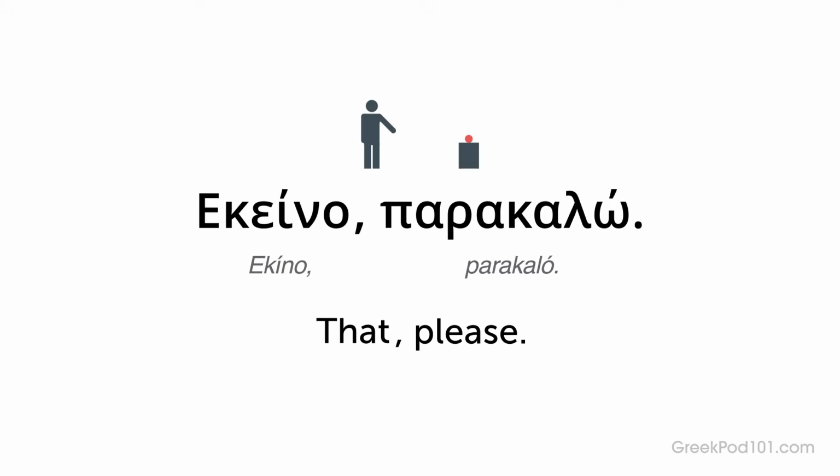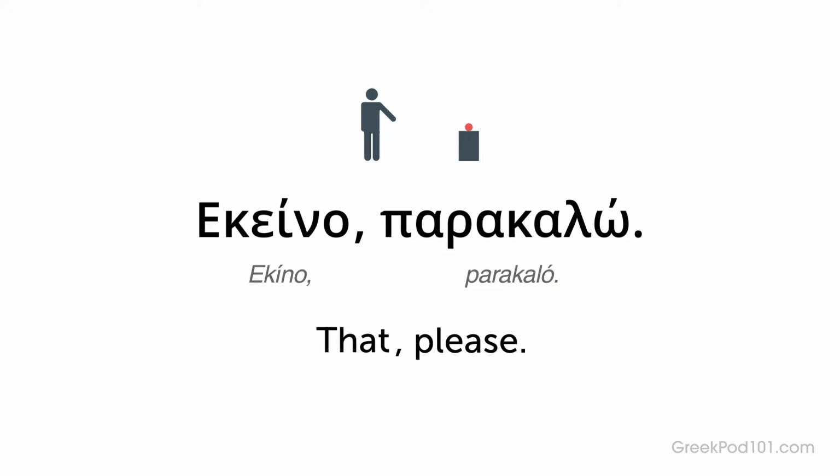Imagine you'd like something from across the room. The pronoun to indicate something far from the speaker is Εκείνο, that. Εκείνο. Say, that please. Ready? Εκείνο παρακαλώ. That please. Εκείνο παρακαλώ.